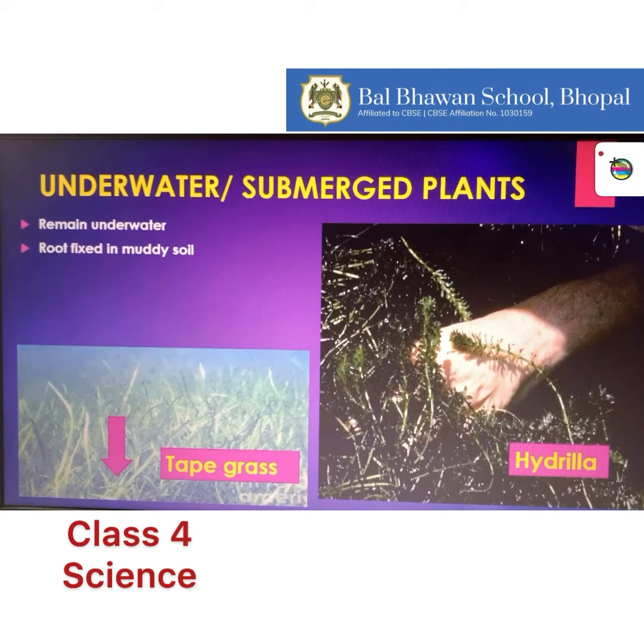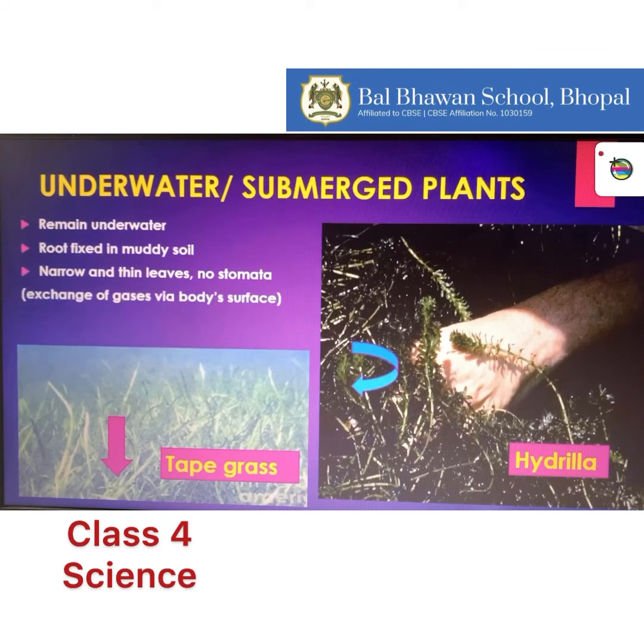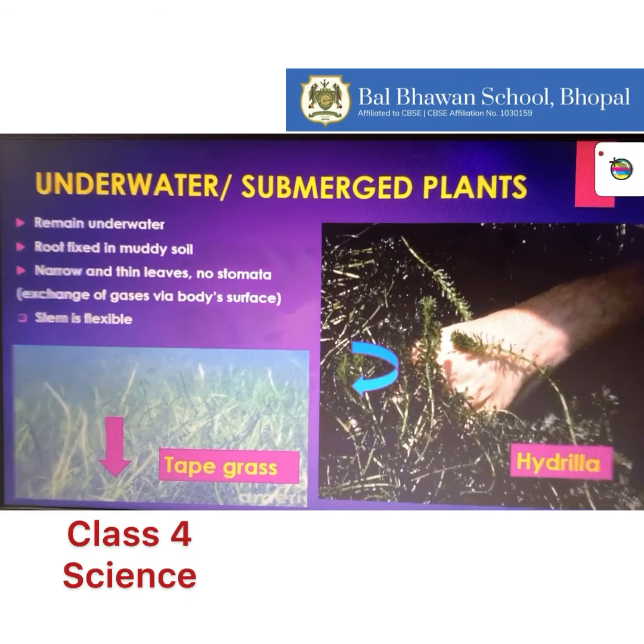When you see the picture of hydrilla, you can easily see that the leaves are narrow and thin, and there's no stomata in the leaves. Hence, the exchange of gases takes place via the body's surface. So there's no stomata in the submerged plants. Now when you observe the stem, they are flexible, they can bend with the flowing water. The stem is very flexible in them.